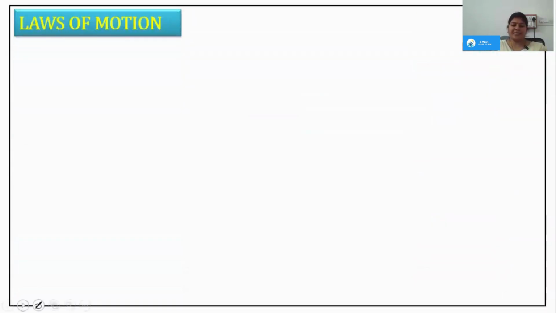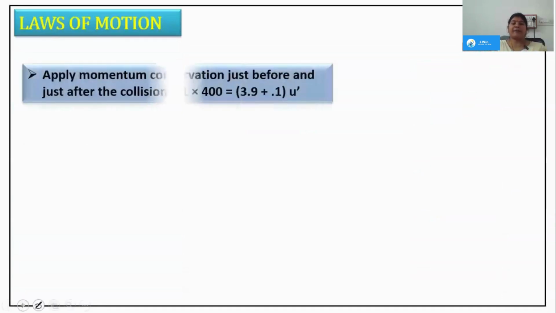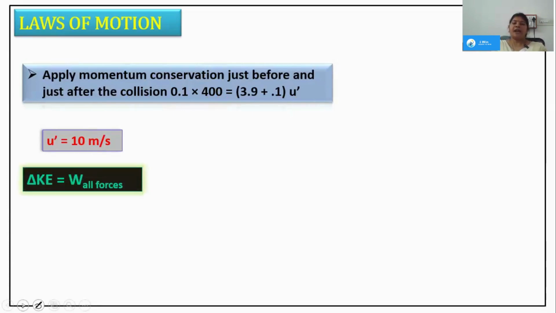The next one is this one. So here what happens? Applying the conservation of linear momentum, we find just after the collision, this is the before and after. So 0.1 into 400 equal to 3.9 plus 0.1 into u dash. From here onwards, we calculated u dash as 10 meter per second. So now we are going to calculate the coefficient of friction, right?